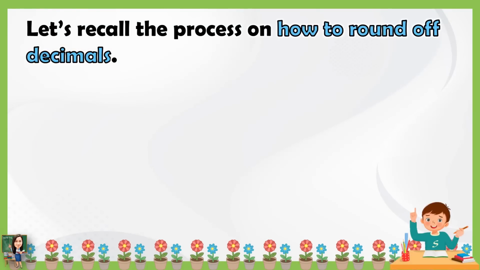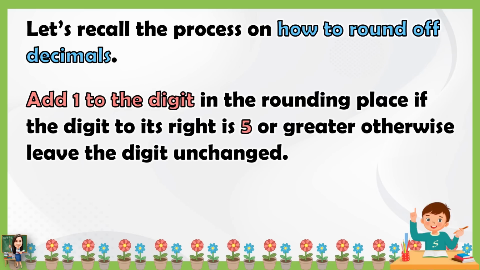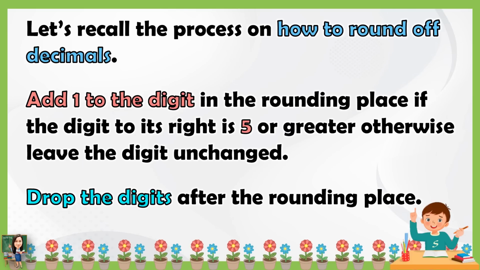Let's recall the process on how to round off decimals. Add 1 to the digit in the rounding place if the digit to its right is 5 or greater. Otherwise, leave the digit unchanged. Drop the digits after the rounding place.